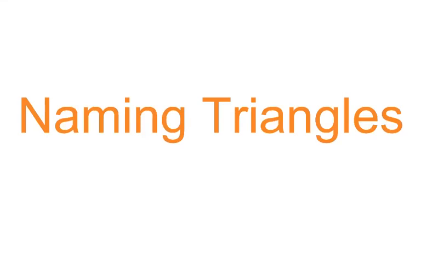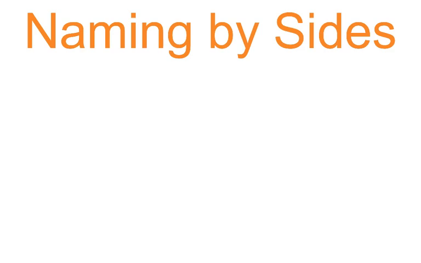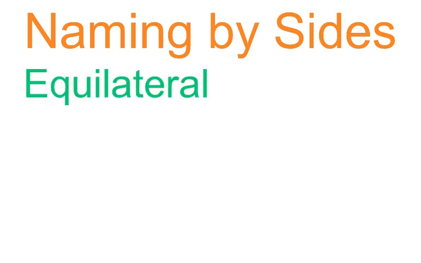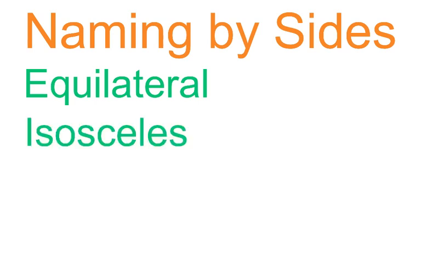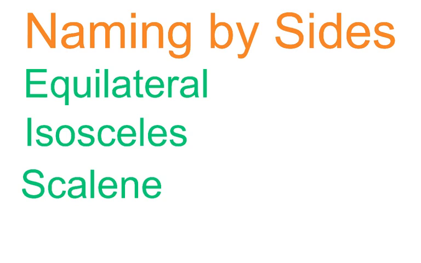Today we're going to talk about naming triangles. Triangles can be named according to their side lengths, or they can be named according to their angles, or you can do a combination of both. Let's start first with naming by their sides. There are 3 different names for triangles if you're measuring them by side length: equilateral, isosceles, and scalene. Let's look into each of these a little bit more.